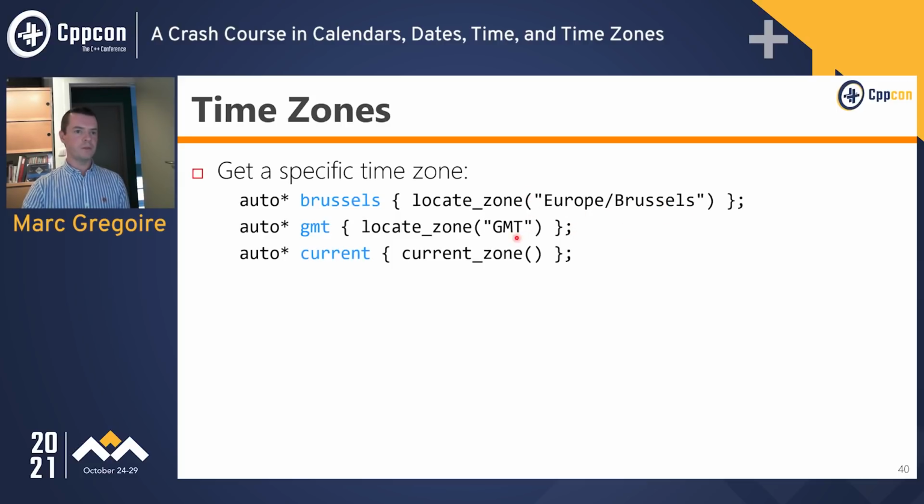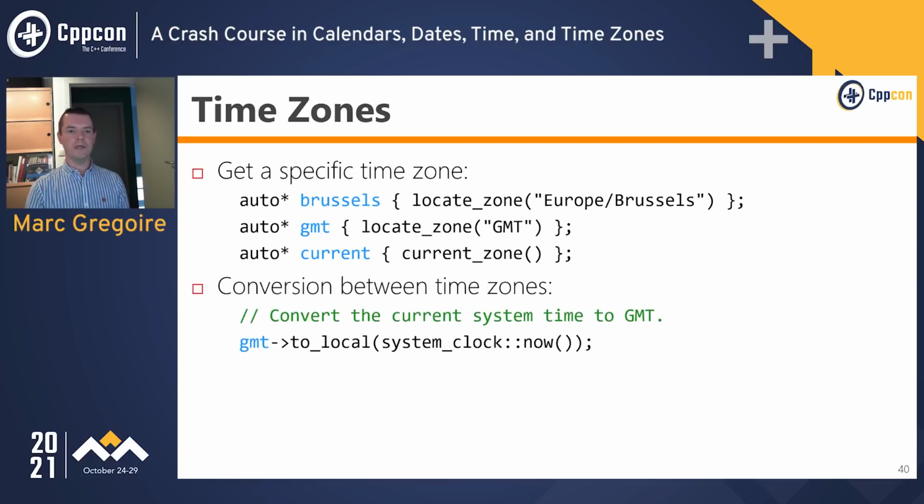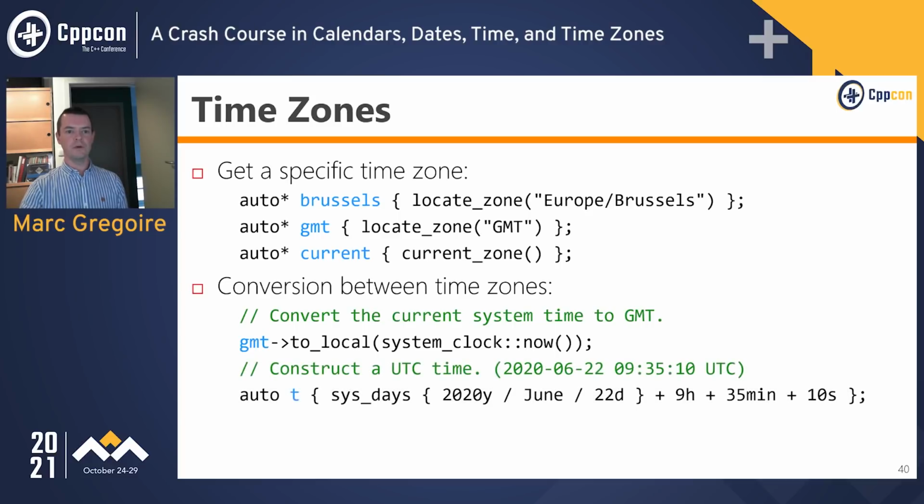You can retrieve a specific time zone based on a name. For example, here we get the Brussels time zone or the GMT time zone. And you can also just query your current system for the currently active time zone. Then these time zones can be used to convert times. Here I'm getting the current system clock time, and I'm converting it to a GMT time.